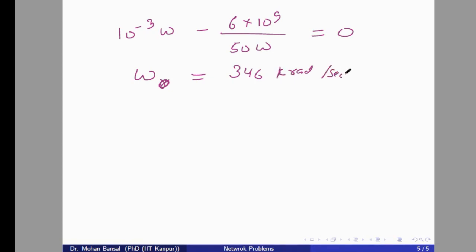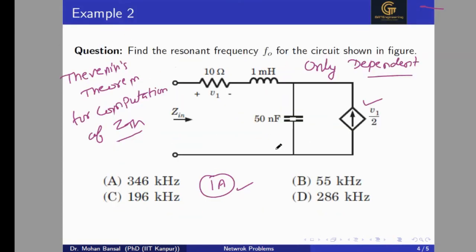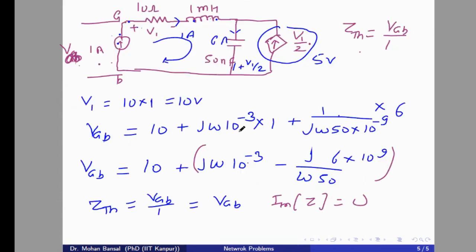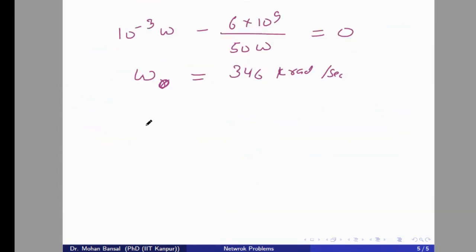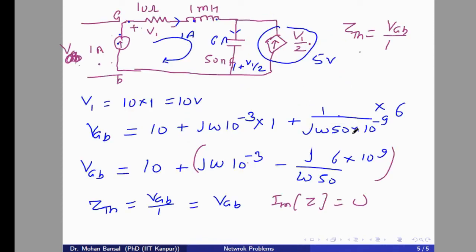Now we'll see the options. In this option, you can see that the question is asked in kilohertz. That means we need to convert the frequency in hertz from the radian per second. And we know frequency f naught is omega naught divided by 2 pi. And if you write omega naught 346 divided by 2 pi, that will be equal to 55 kilohertz. Now we got 346 kiloradian per second and 55 kilohertz.